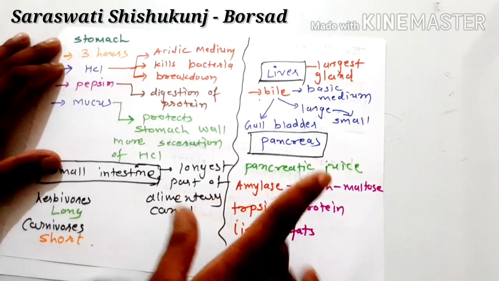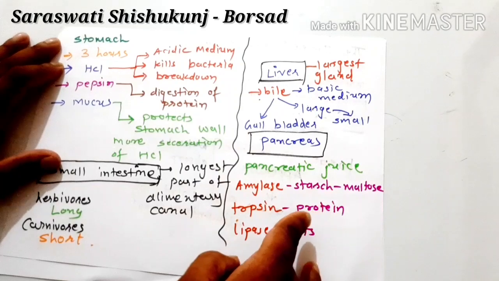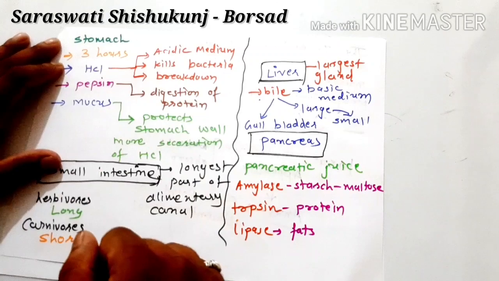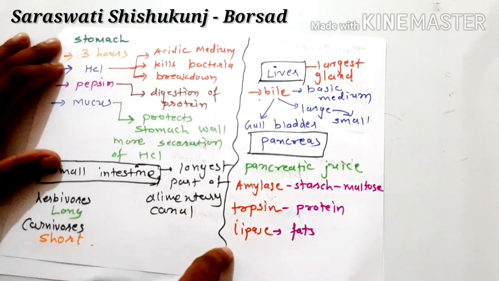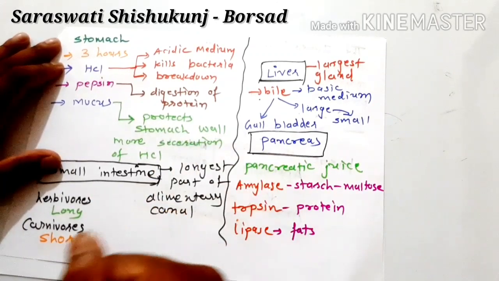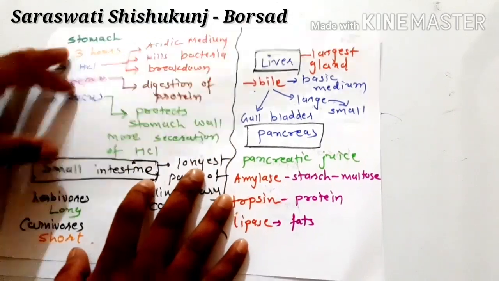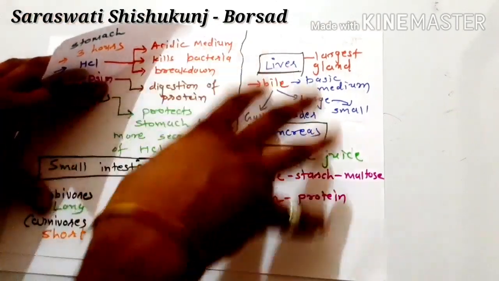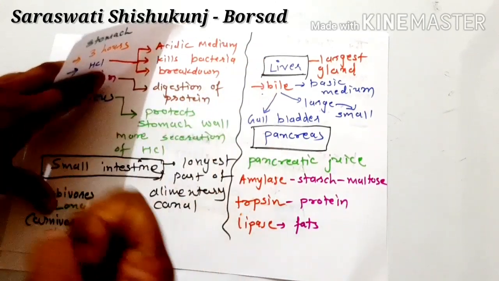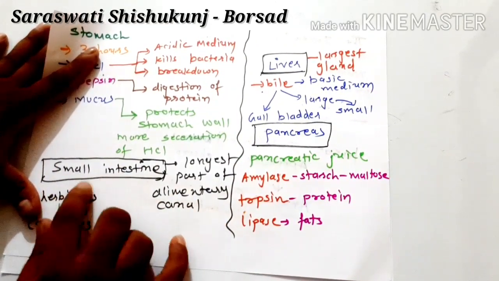Amylase will convert starch into maltose and then into carbohydrates. Trypsin will digest protein and convert it into amino acids. Lipase converts fat into fatty acids. Bile juice provides our basic medium, it is stored in the gallbladder, and it also breaks down large molecules into small molecules. So when all this is mixed, now it's time to absorb the nutrients, and that absorption is done by the wall of our small intestine.